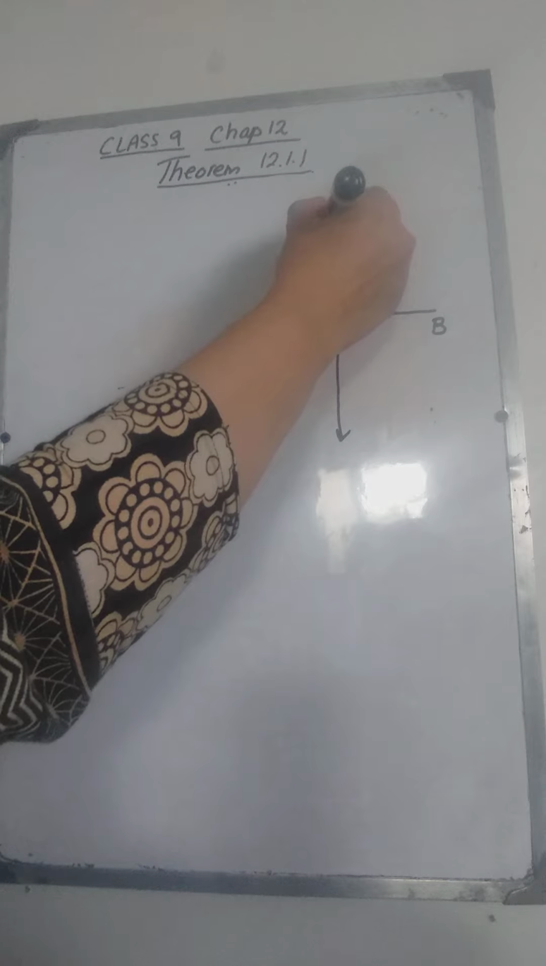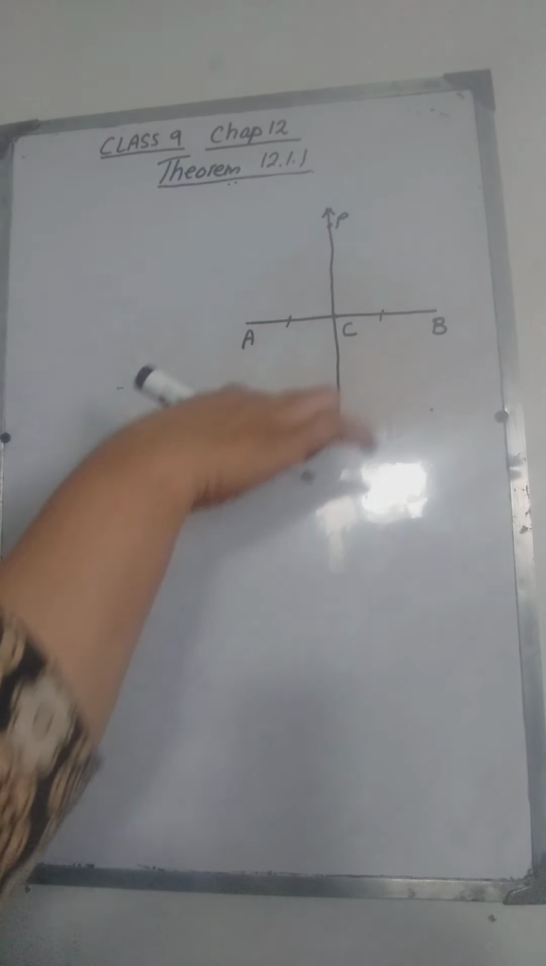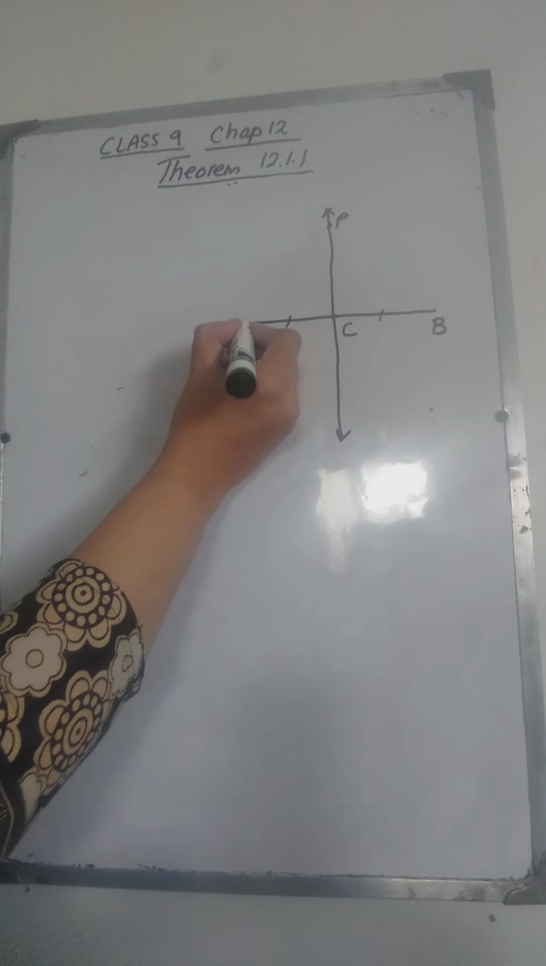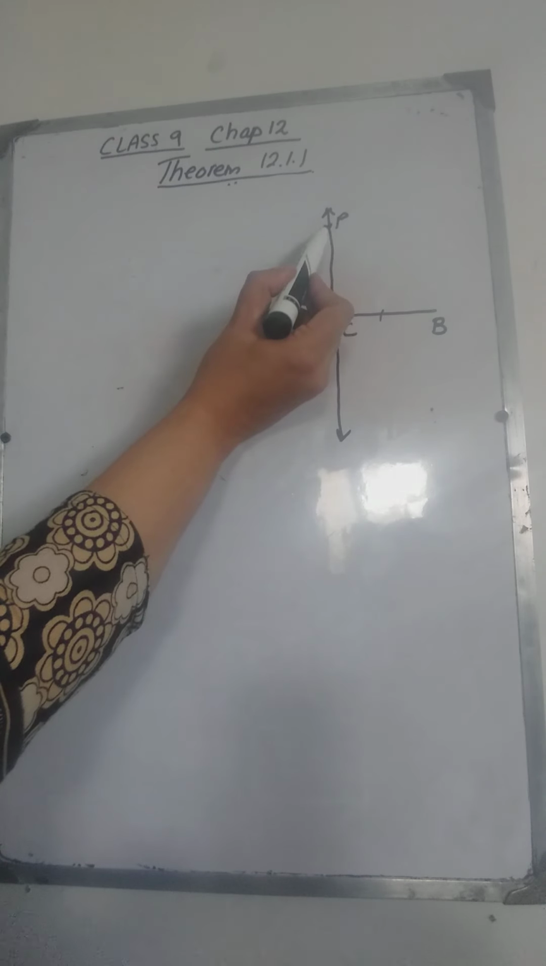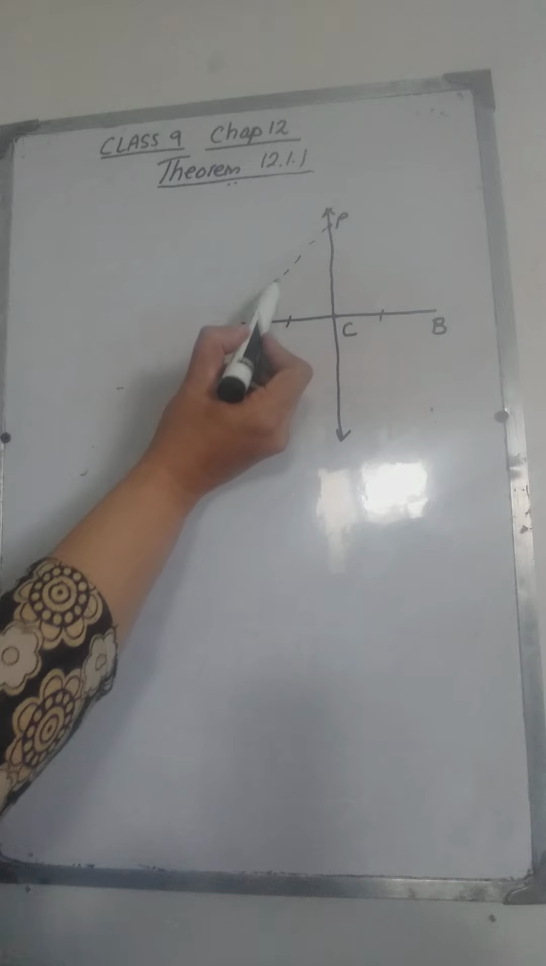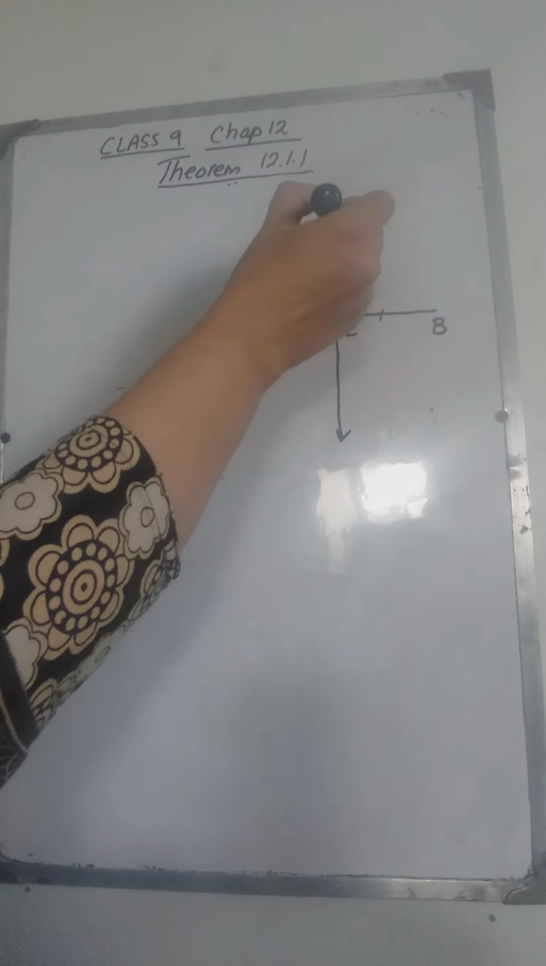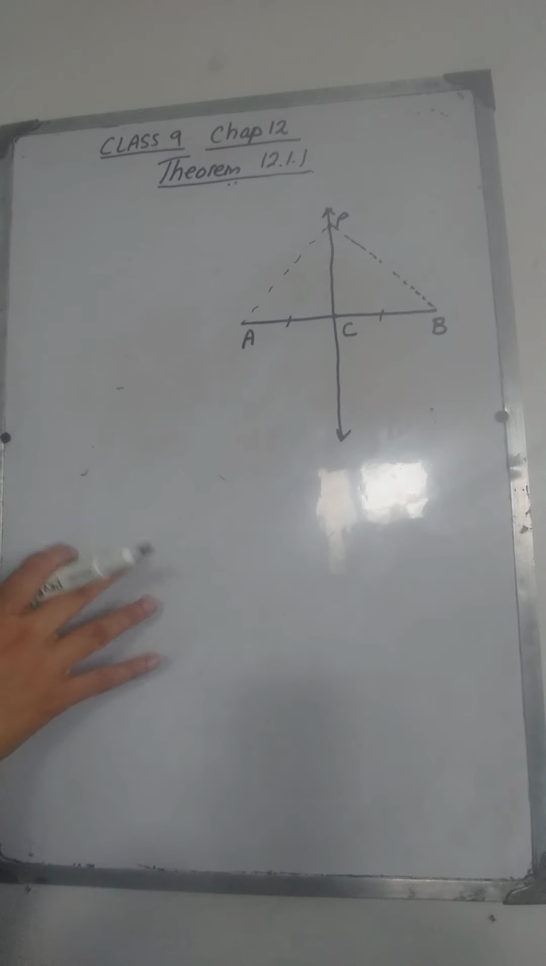Okay, then we are taking a point P on this bisector, and what we need to prove is that PA, the distance between P and A, and the distance between PB, both these distances are equal. This is what we need to prove.